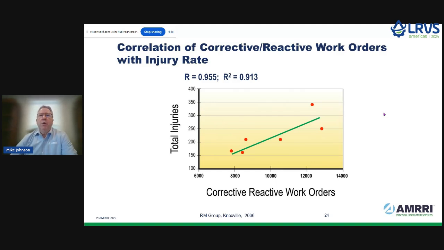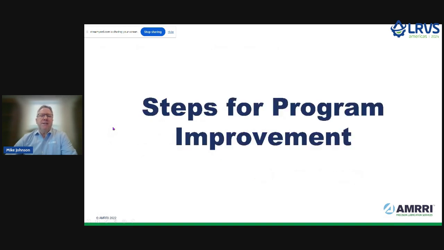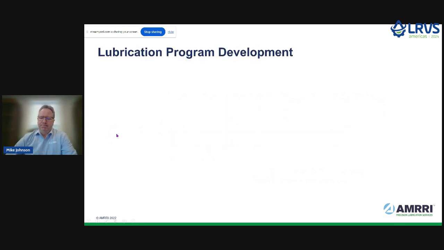Right product, right volume, right frequency, right location, and the right attitude. As it is today, as you look on at this presentation, your system, whatever you have in place, is perfectly designed to give you the results that you are enjoying or not enjoying today. If you want different results, you have to have a different system. So let's think about the system and how we go about achieving improvement in this system.